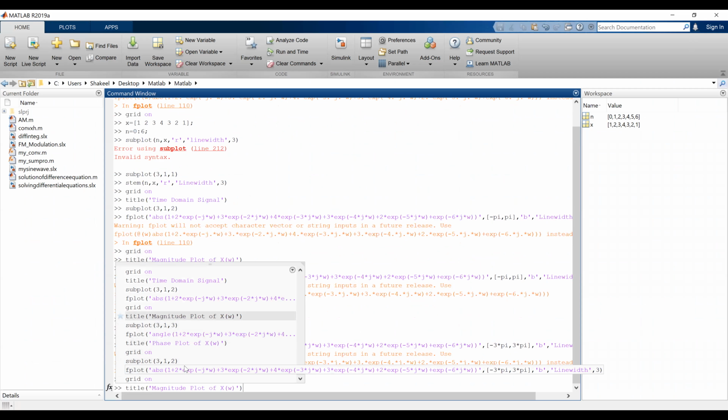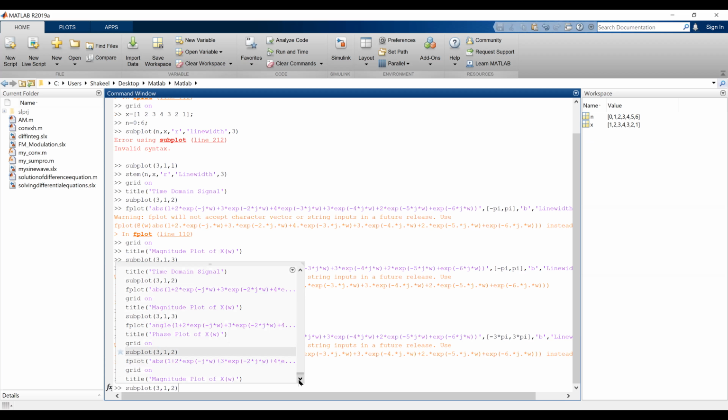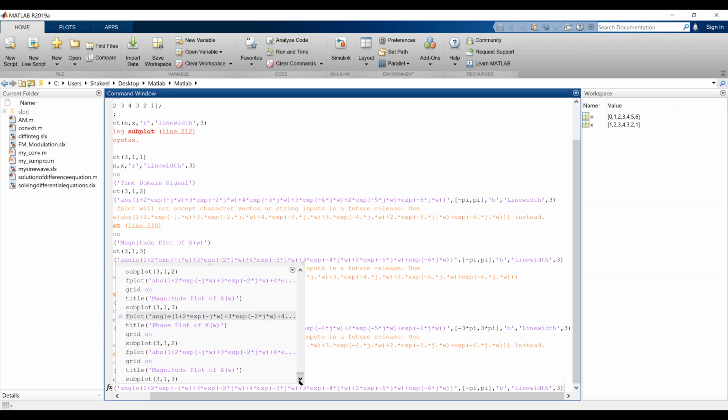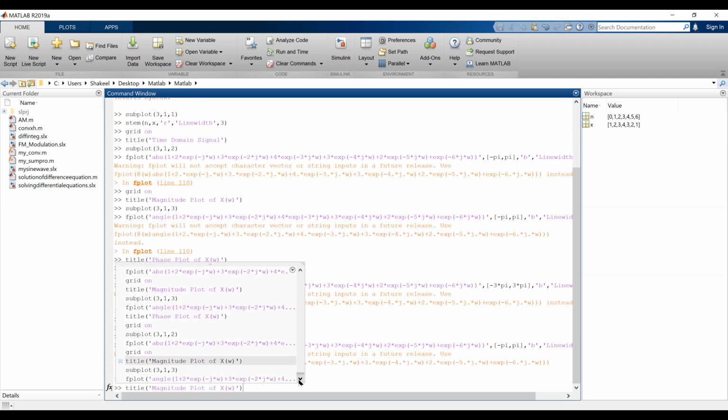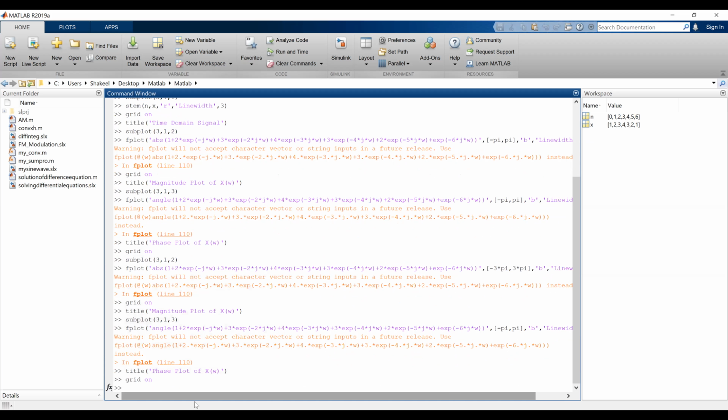Let me show you the phase plot. What will happen to the phase plot? What will happen to both magnitude and phase? And let me show you the plot.